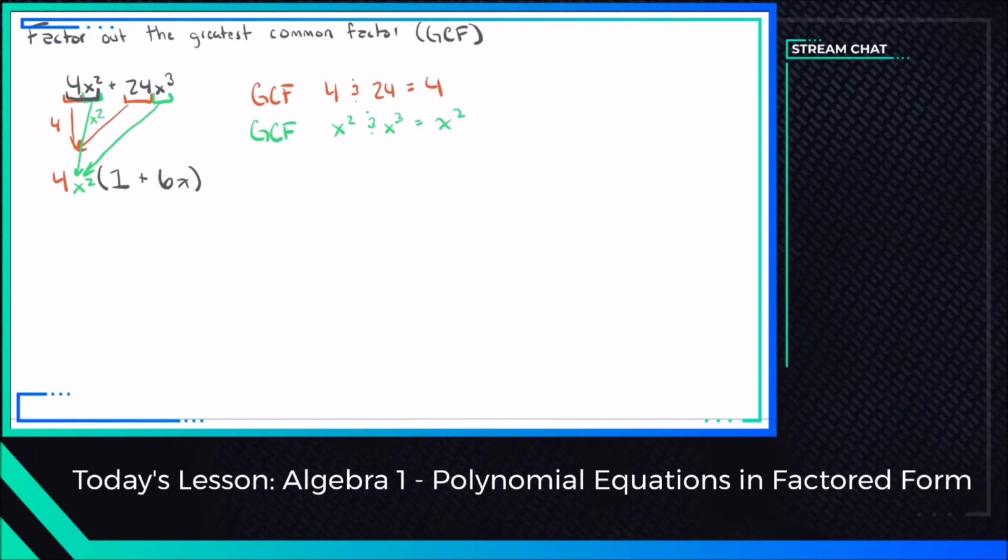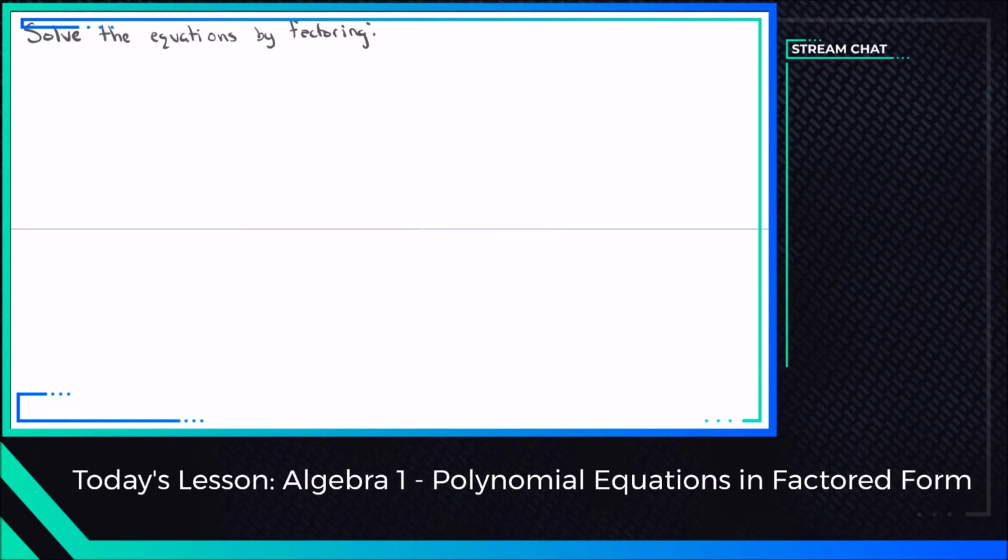So now let's ramp up what we were doing a notch and solve equations by factoring. All right, so the first one here is going to be 2x squared plus 8x is equal to 0.